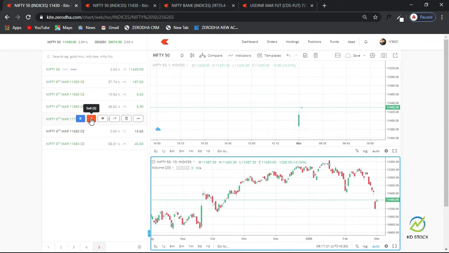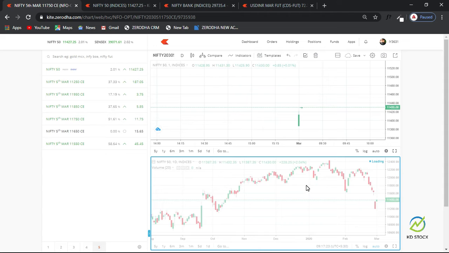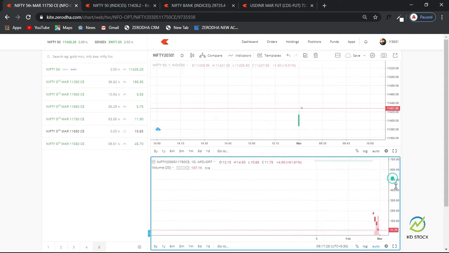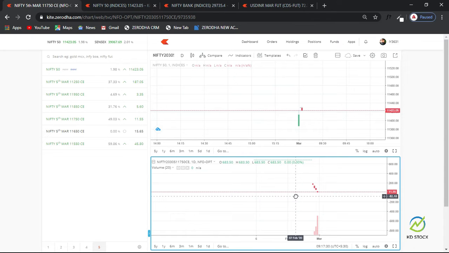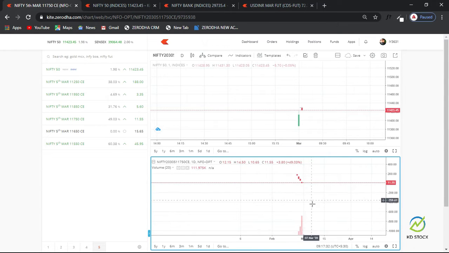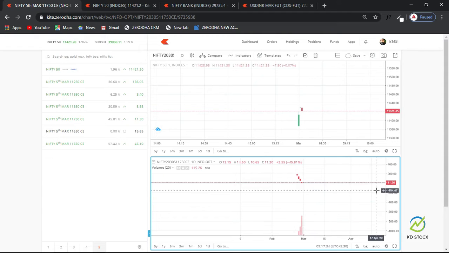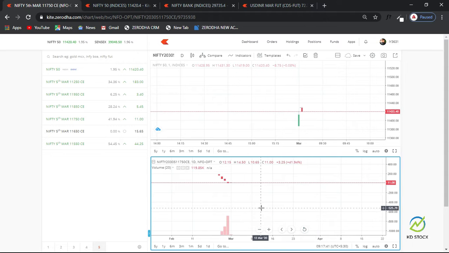So now let me select one. So I'm using the 11750 call option for the Nifty index. Now the reason I chose it is because of its price level. It is quite low, so that it will allow me to buy a bulk quantity. And here we are done with selecting the call option. Now let's give the Nifty index some time to form a good pattern to rely on.